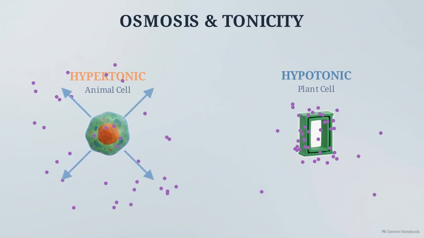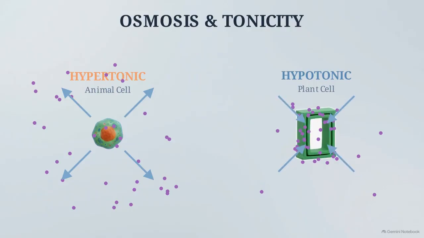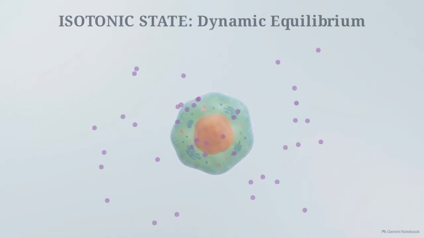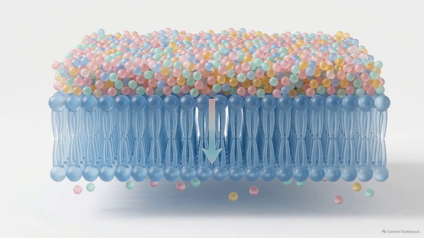We use tonicity to predict volume changes. In a hypertonic solution, water rushes out, shrinking an animal cell. In a hypotonic solution, water rushes in, swelling a plant cell. In an isotonic state, solute concentrations are equal. The molecules do not stop moving. They simply cross the membrane in both directions at equal rates, resulting in zero net change. Passive transport relies entirely on these natural physical gradients. The cell maintains this movement without spending any of its own energy.